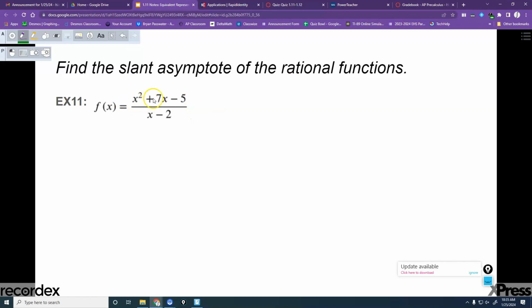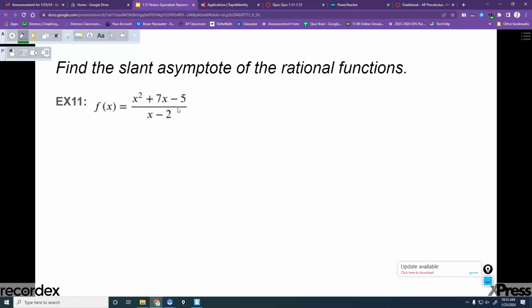So I have x squared plus 7x minus 5 over x minus 2. And so what we want to do, fractions are really just division, right? So what we're going to do is we're going to divide these two. And you do this in Math 3, although I don't know how it went in your Math 3 class. But this was one of the things that we were less successful on in my Math 3 class.